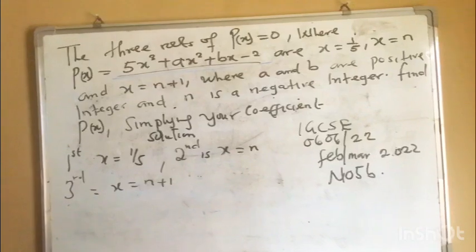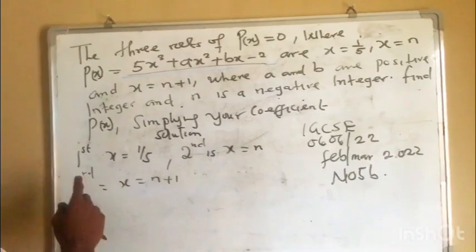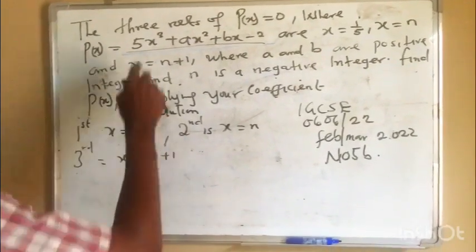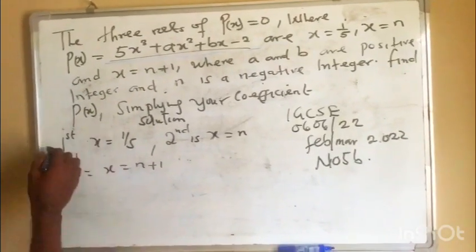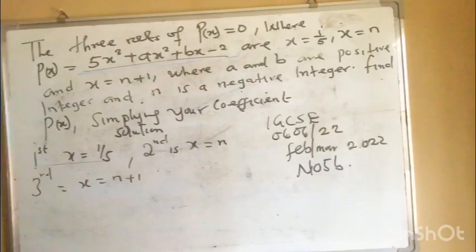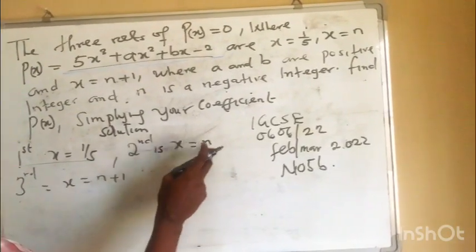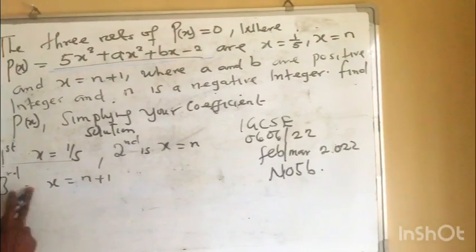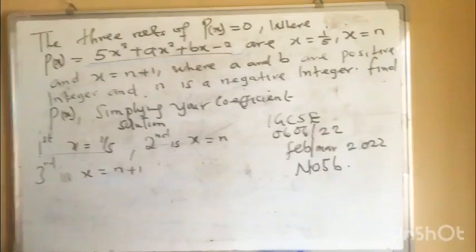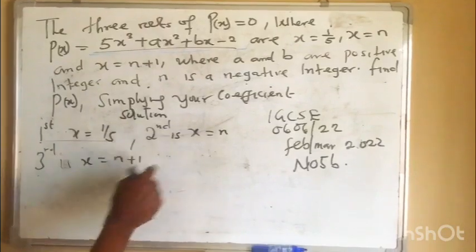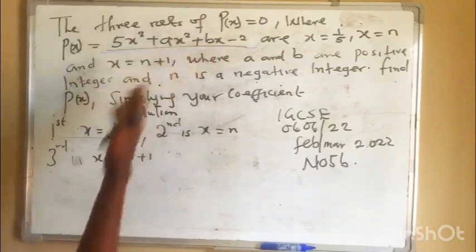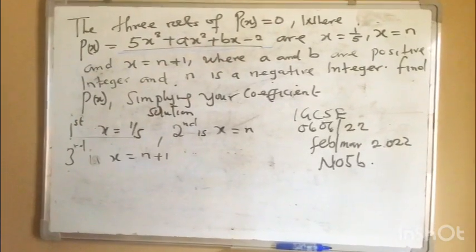So how do we go about this? Since we have been given the roots of this polynomial, that means they have solved the polynomial. They have come out that the first root is x equals 1 over 5, the second root is x equals n, and the third root is x equals n plus 1. So how do I form my polynomial from these three roots? And I will just compare it with the polynomial given.